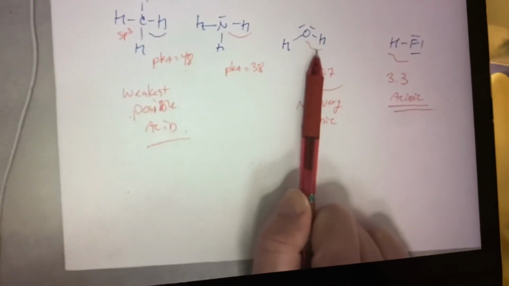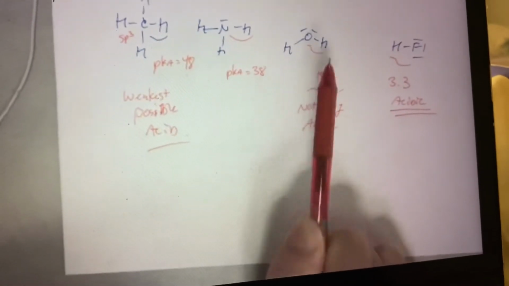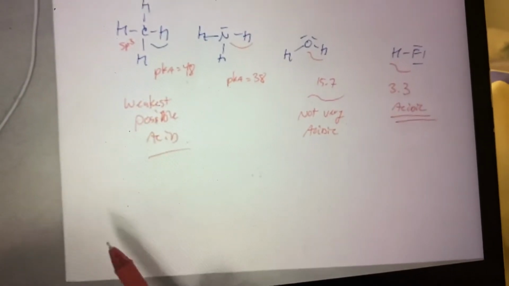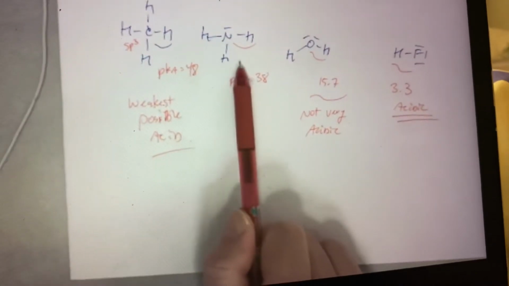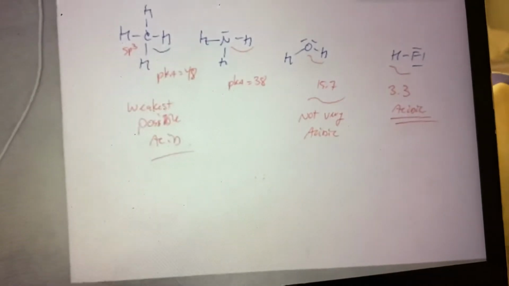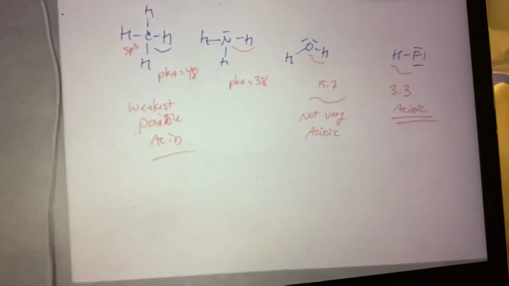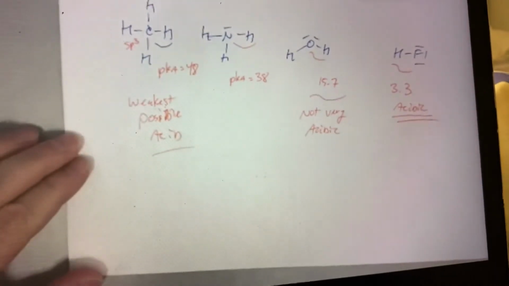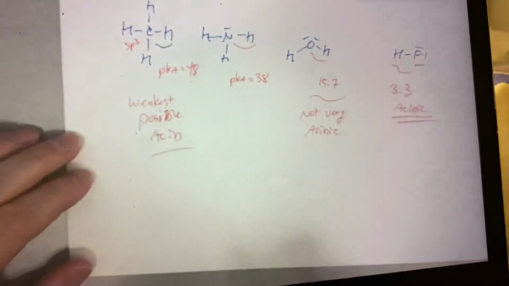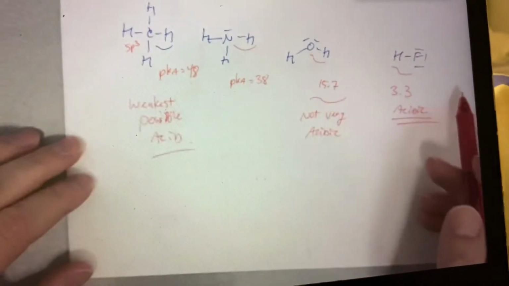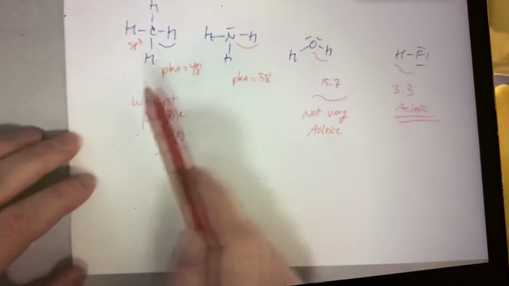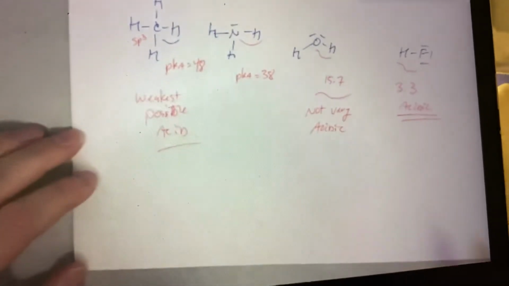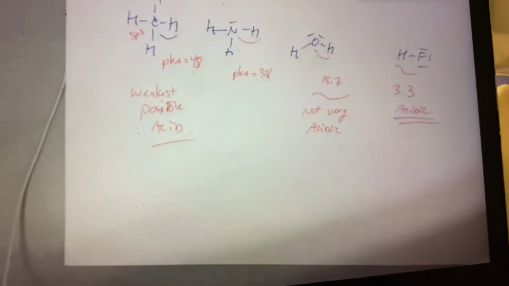OH, what we saw earlier today, it can donate a hydrogen in the form of a proton to a base if it's strong enough. Ammonia is not very acidic, and methane, definitely not acidic at all. Okay? You'll notice that these also increase in polarity. So we have increasing acidity. This is a strong acid, and this is the weakest possible acid maybe in the universe, or one of the weakest possible acids.